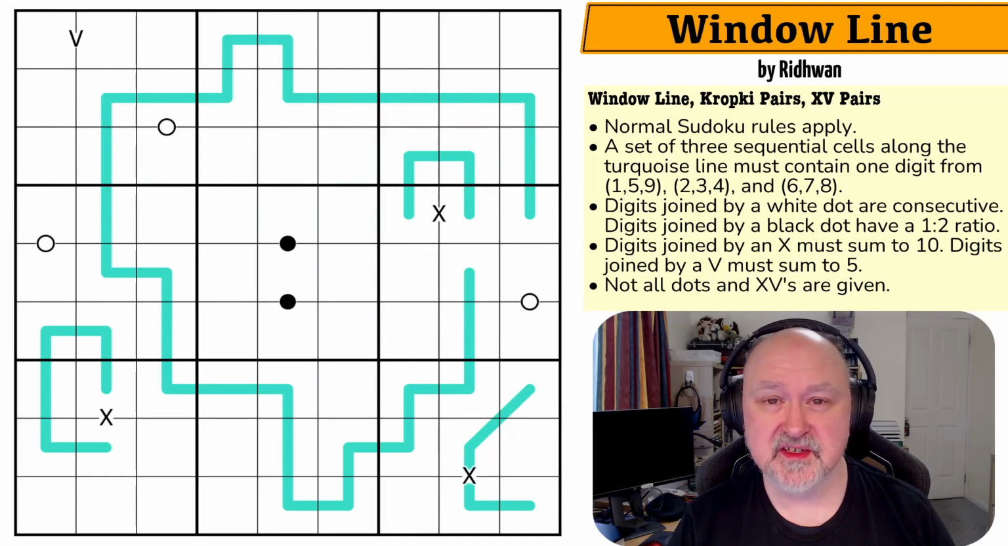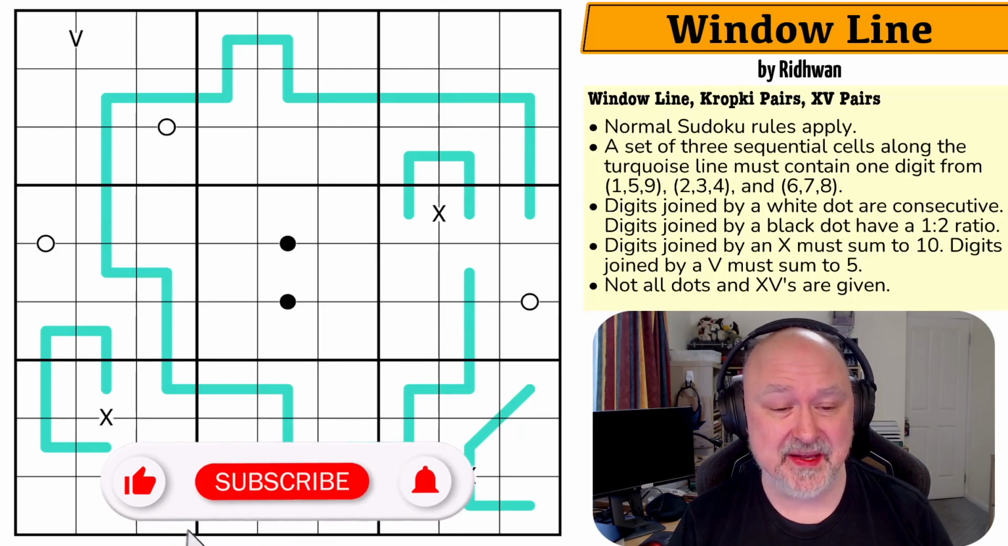The world of variant Sudoku. And today I'm doing this with a puzzle with a new constraint. This is called Window Line by Ridhwan. It's similar to entropic and modular lines, but the digits that have to be placed along it are from different sets. I've not seen this puzzle before, but I've also not seen this constraint before. So it's going to be interesting to see how it works.